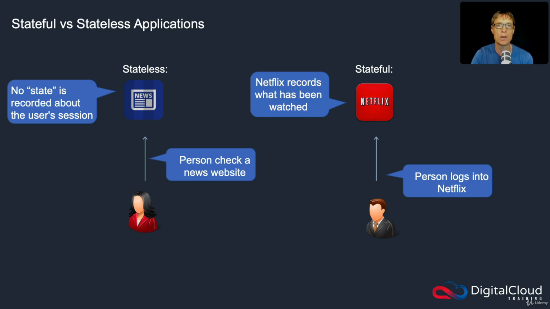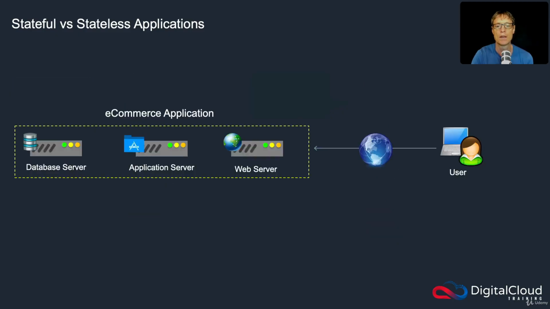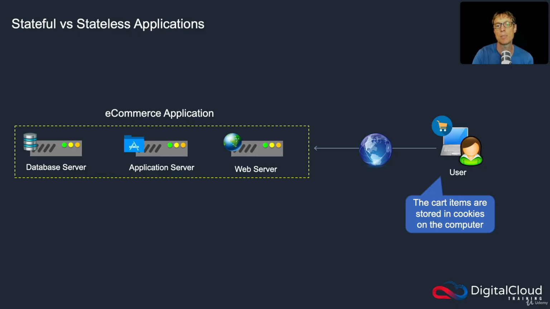So let's see how this applies to applications that we're building. We might build a three tier application, which has a web server, an application server, and then a database server on the back end. In this example, the user is shopping using their browser, and they've added some items to the cart. That's actually recorded often in cookies on your computer. So there's some information about that session stored on your computer. But what about the actual web server? The web server may not store any information about that session. It's being stateless. The information is only stored on the user's computer.